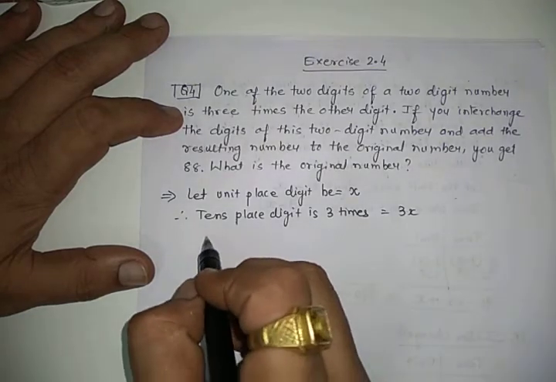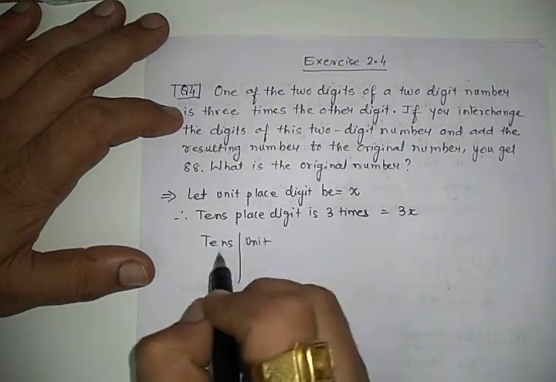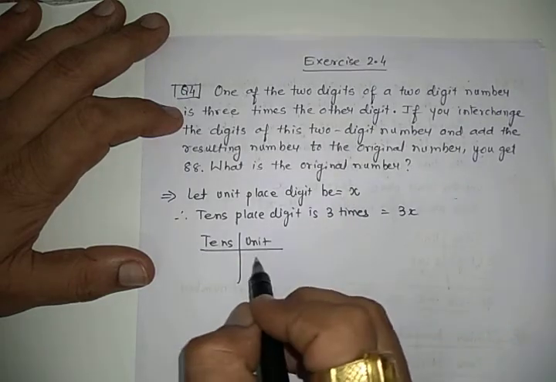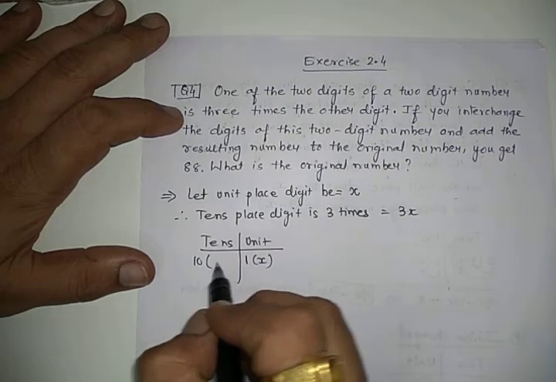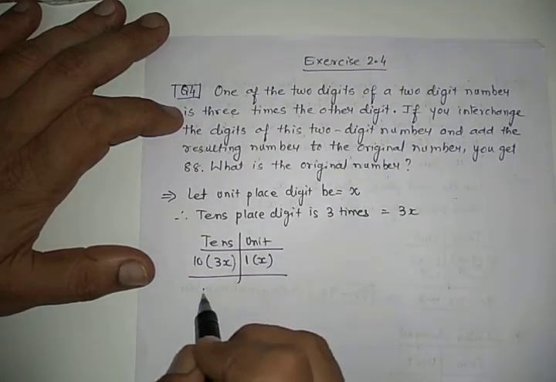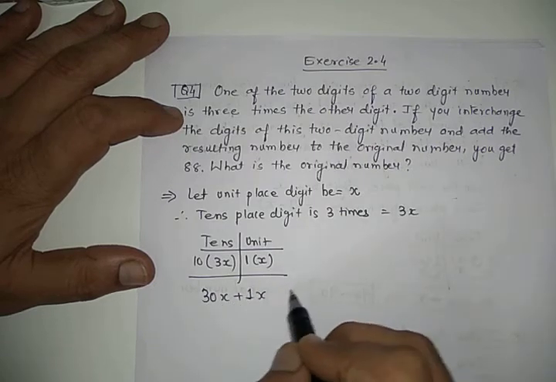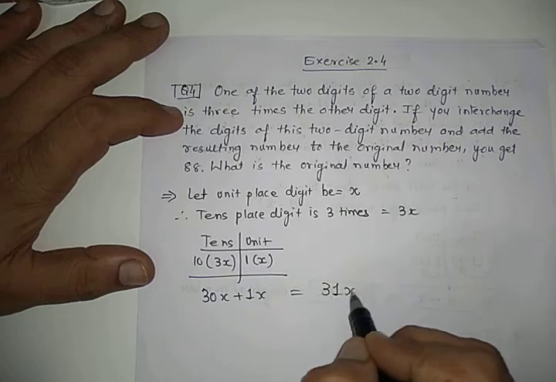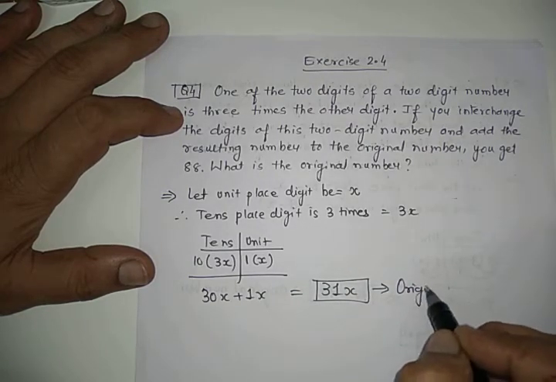Now if we keep the tens place and unit place, we will get a number: the unit place is multiplied by 1 and the tens place is multiplied by 10. So we are going to get 10 times 3x, which is 30x, plus 1x. So it will be 31x. This is the original number.